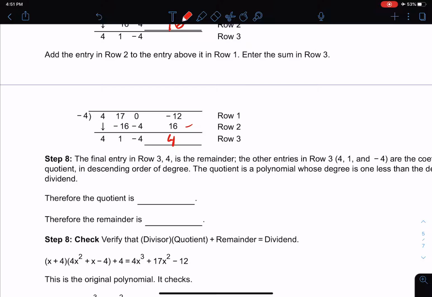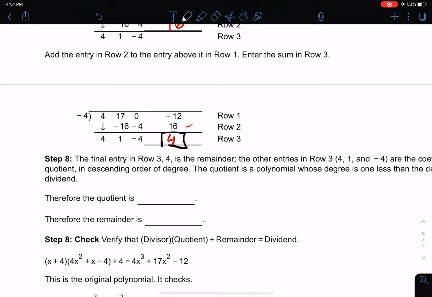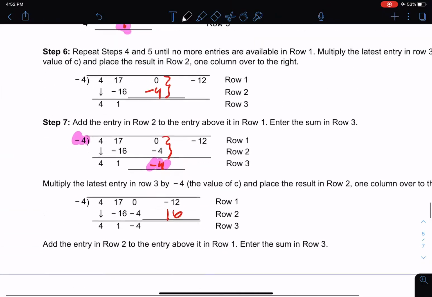And now your big question is, what the heck does this mean? Well, when your last term is a number, that's your remainder. How do you interpret this problem? Therefore, the quotient, the answer is what? I mean, it just looks like these numbers. Here's how you interpret the problem.